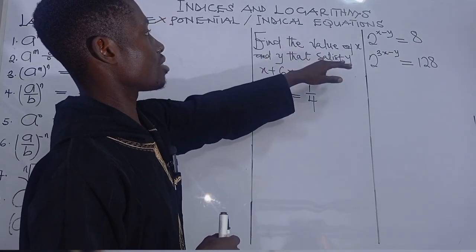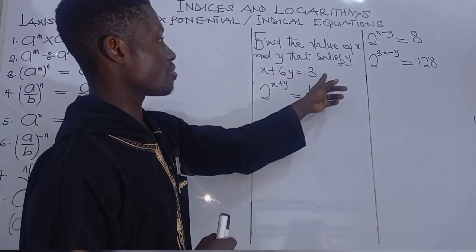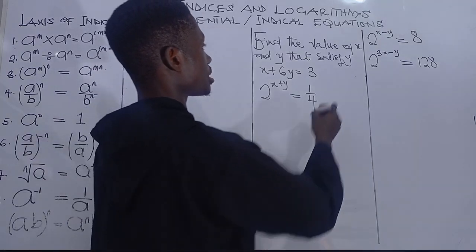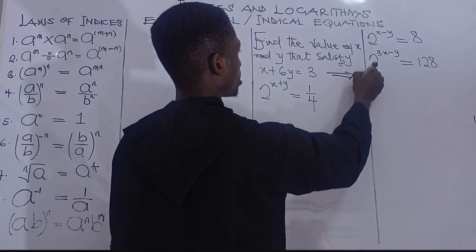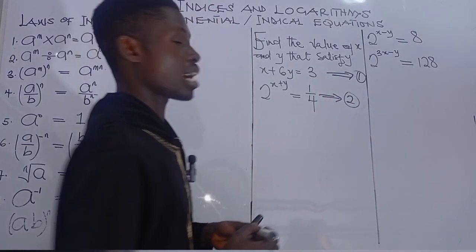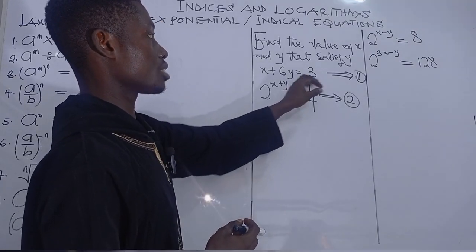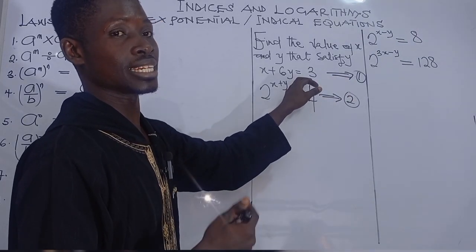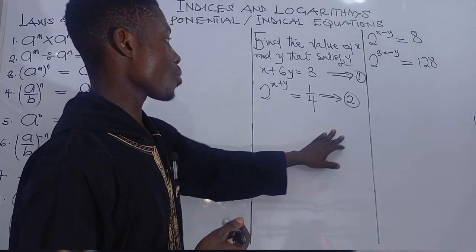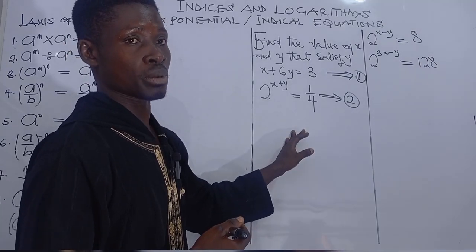So we have our first example. We want to find the value of x and y that satisfy these two equations. So we have the first equation and then the second equation. Let's call this equation 1, and let's call this equation 2 for identification's sake. Now you can see that the first equation, equation 1, is a linear equation. But the second equation, equation 2, is an exponential equation. So you can do something about it.